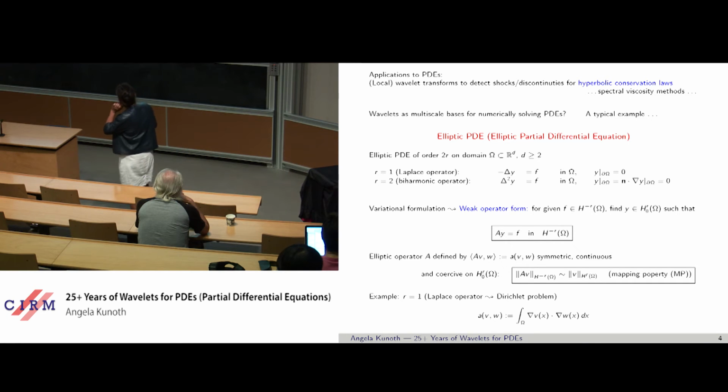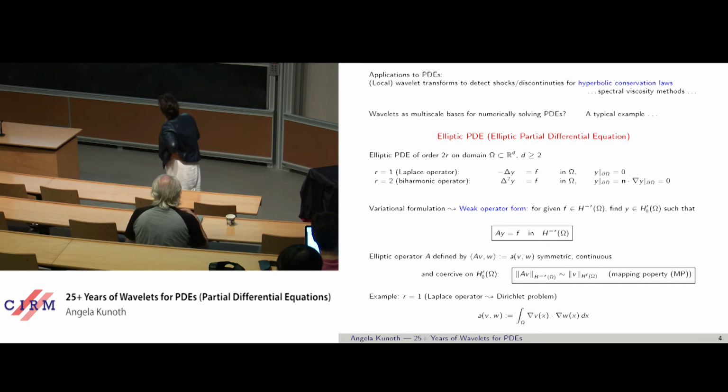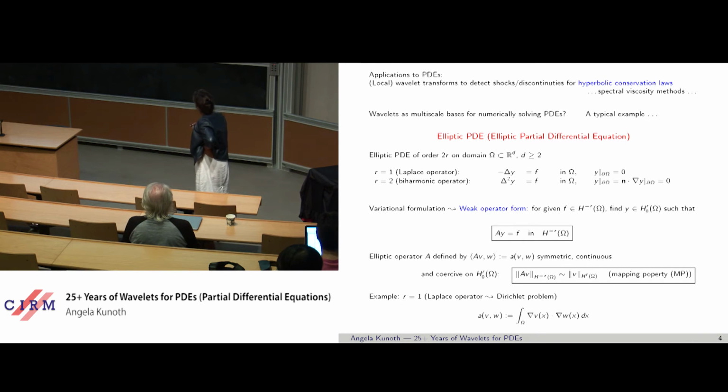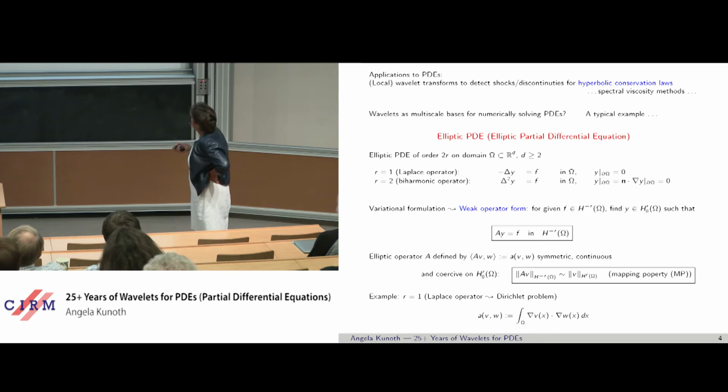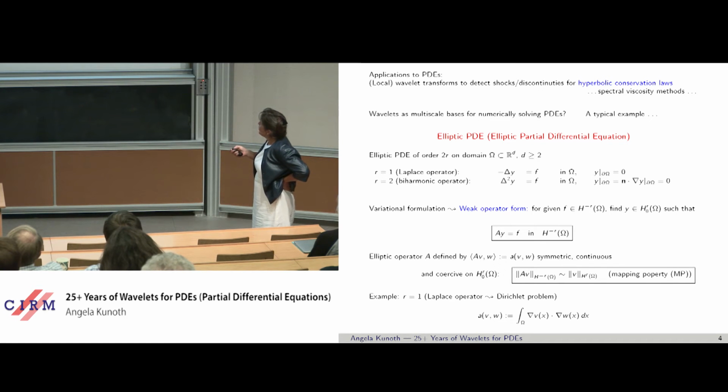So for instance, I take an elliptic PDE of order 2R on a bounded domain. d should be larger than 2 to really have a PDE. In the case R equals 1, this is just a Laplacian operator with, let's say, Dirichlet zero boundary conditions. Or this also applies to the biharmonic operator. And what people usually do is work with a variational formulation. So you multiply with test functions and integrate over the domain.